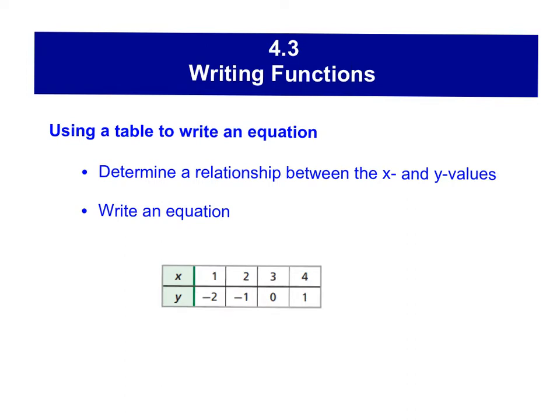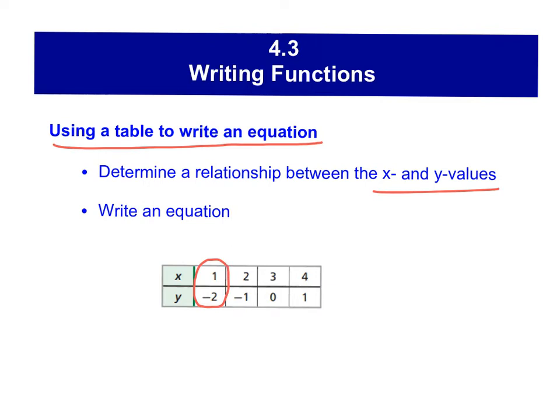All right, the first thing we're going to take a look at is how to use a table to write an equation. So a table will have an x value and a y value paired up as ordered pairs. What we're going to look to do is first determine a relationship between the x and the y values and then write an equation. So our first pairing is this 1 and this -2.